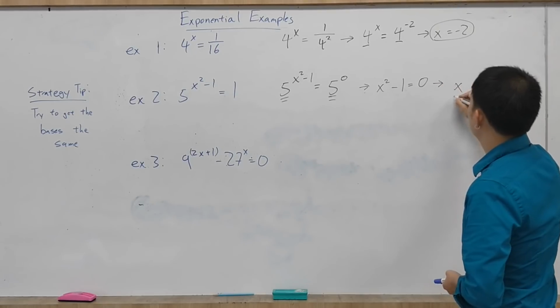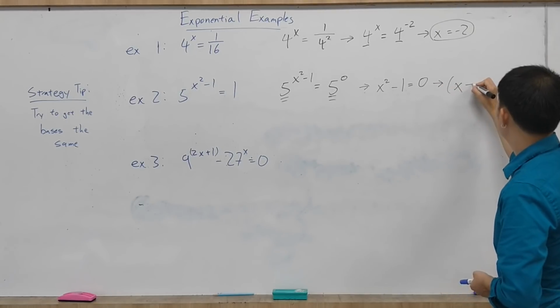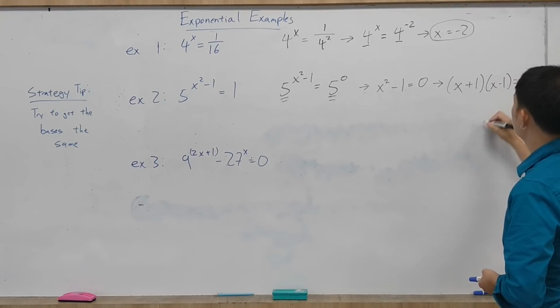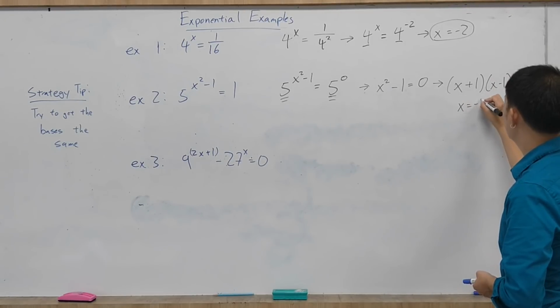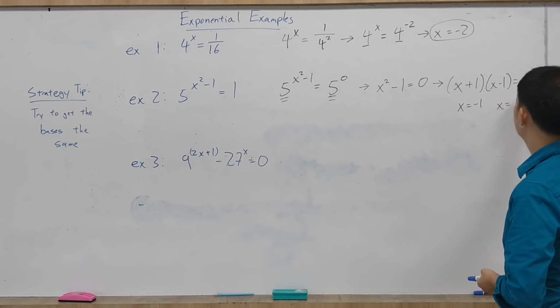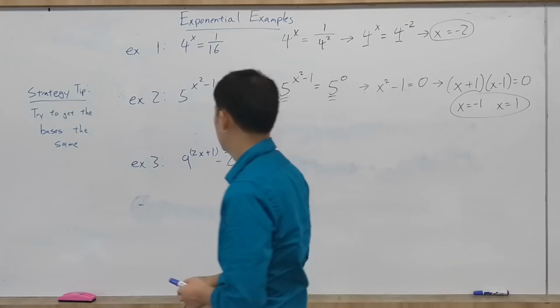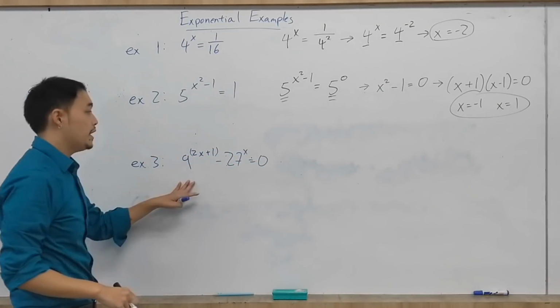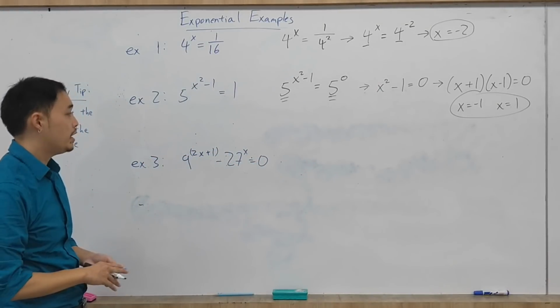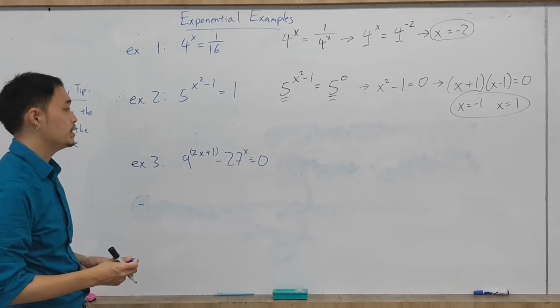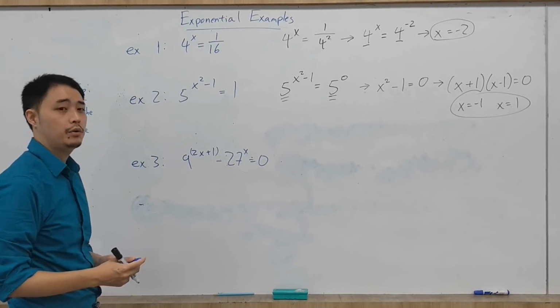Therefore, completing the square, 0, that means x equals negative 1, and x equals 1. All right, last one. We have 9 to the power 2x plus 1, and we have negative 27 to the power x.